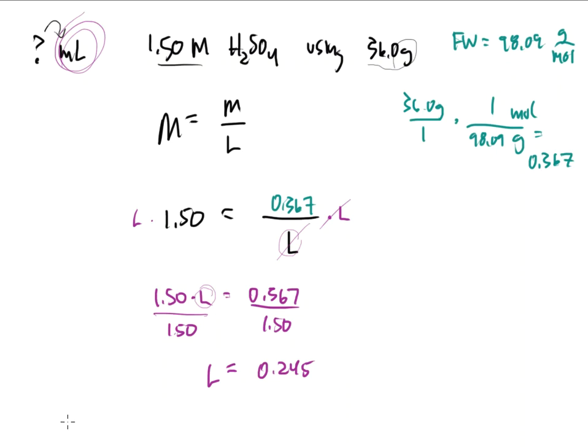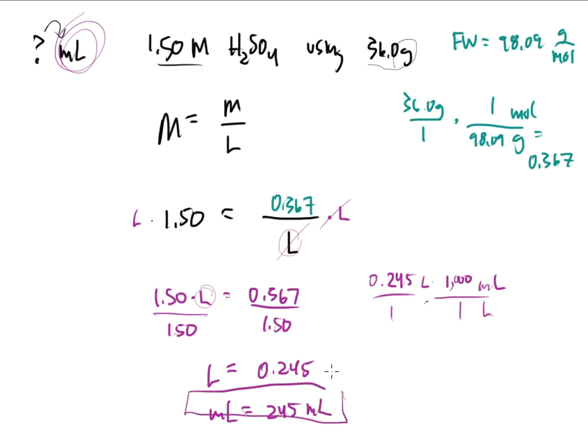So to get your cookie, you need to convert this over to milliliters. If you need help doing that, 0.245 liter over 1, liter on top, liter on the bottom. I need to get to mils. Milli means a thousand, so there's 1,000 milliliters in a liter. So 0.245 times 1,000, that is what you need. So milliliters is going to be 245 mils. And that's the answer to the question.